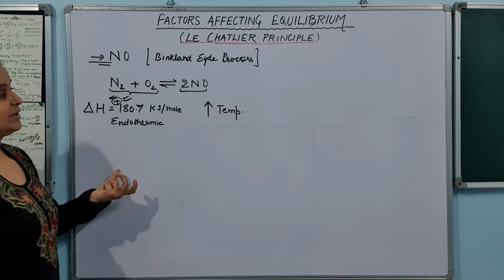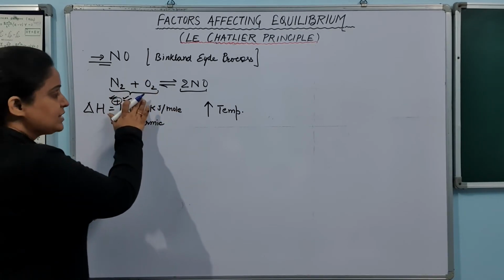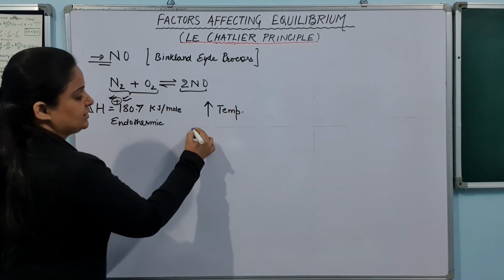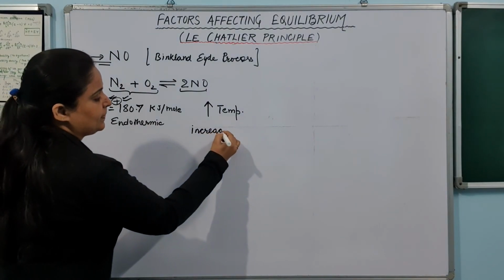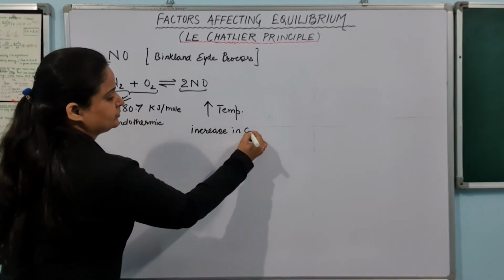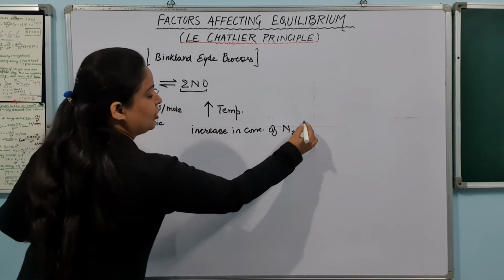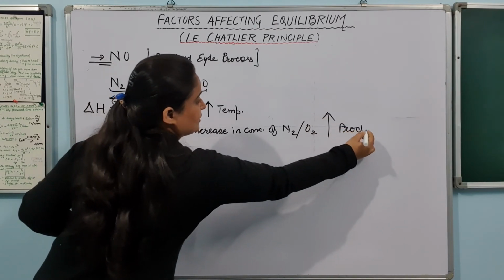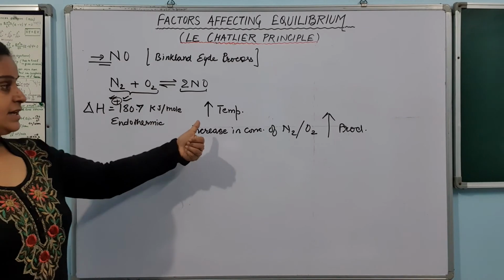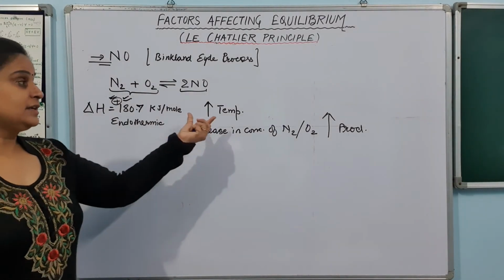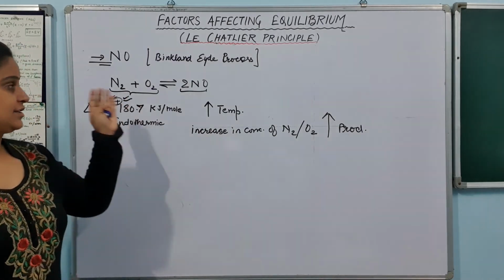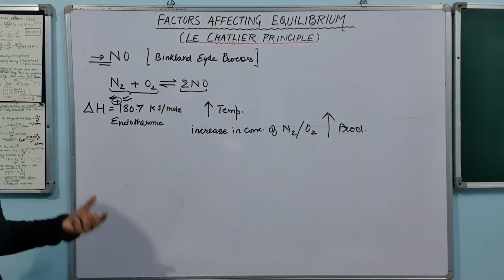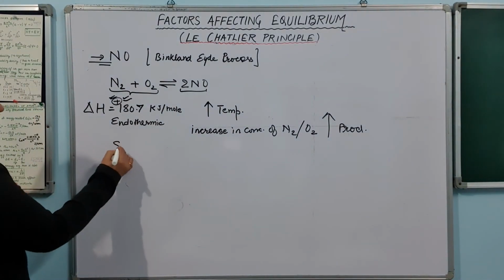Next, what will happen if you increase the reactant? Obviously, the more reactant there is, the more the shift towards the forward side. So an increase in the concentration of N2 or O2 will increase the products. Okay? So if you want more product, pressure doesn't matter, temperature should be higher, and the more N2 and O2 you add, the more product you will get. In the same way, I am taking one more example, and that is sulfur dioxide.